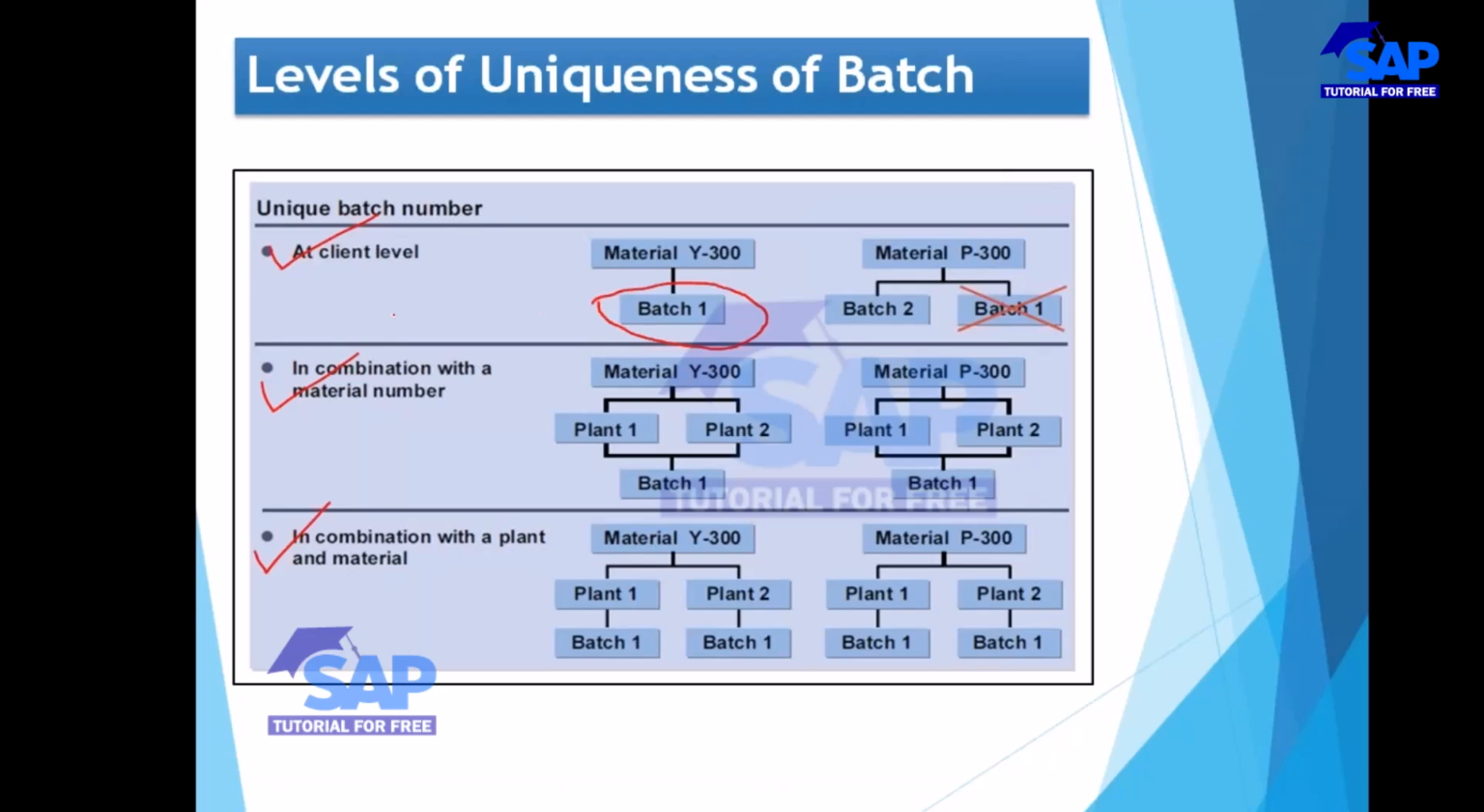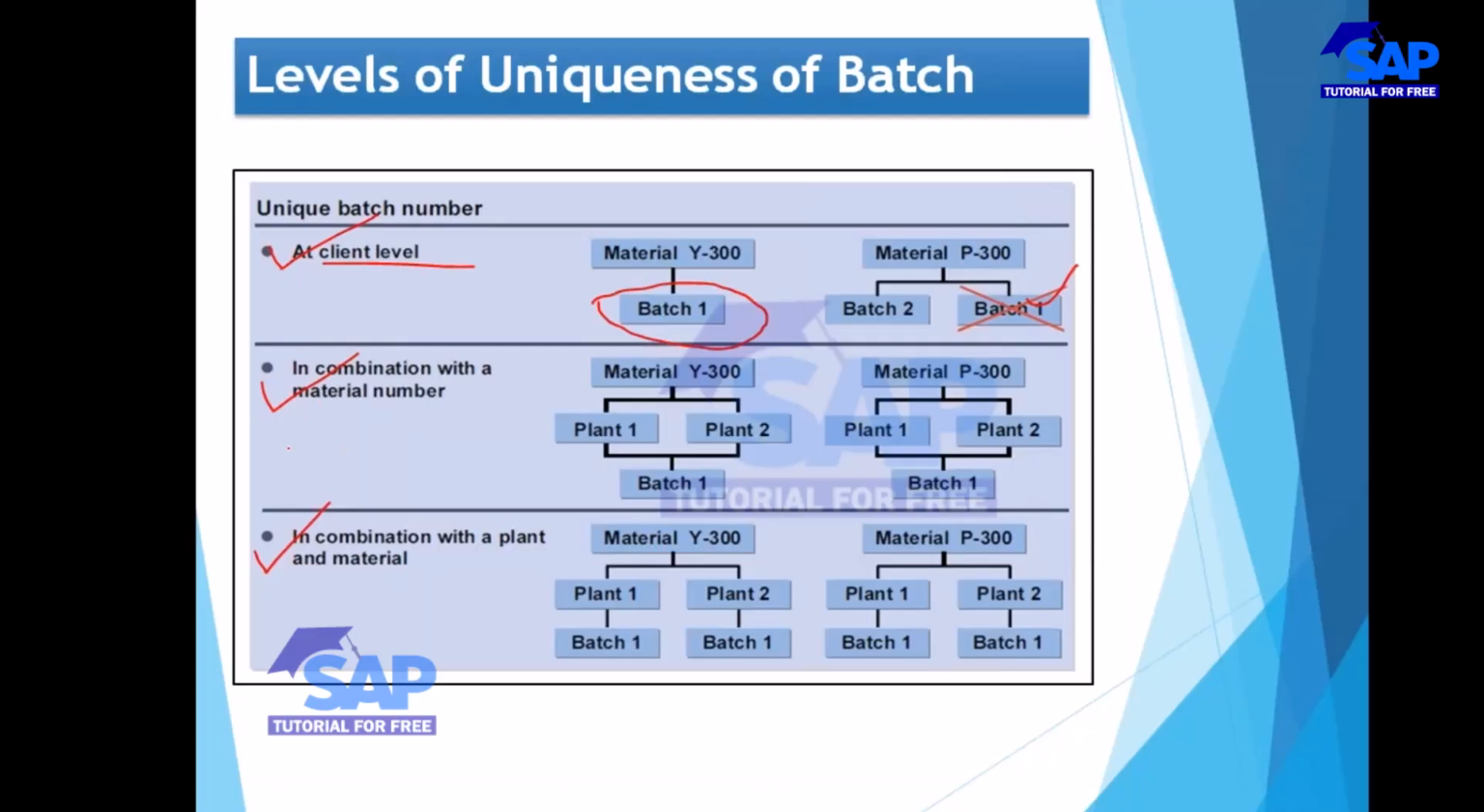That means your batch number cannot be repeated again. Suppose for one material I assigned one batch number, let's say XYZ, then that XYZ cannot be repeated in the entire system again. So it is unique at the client level. You will be using one batch number only once. That batch number cannot be used again in the entire system. That is called client level.